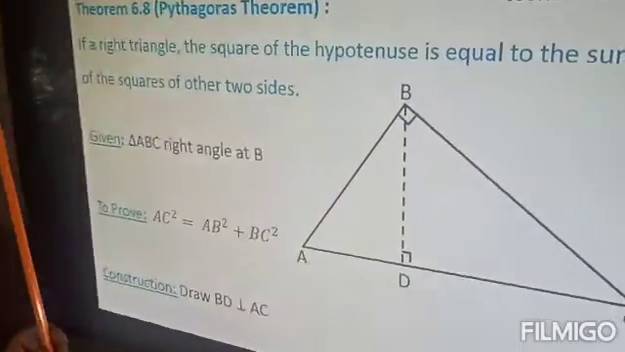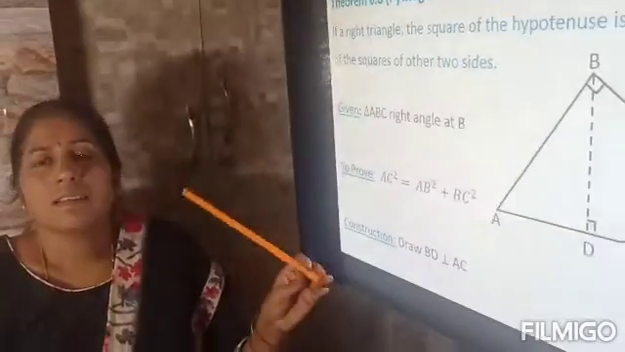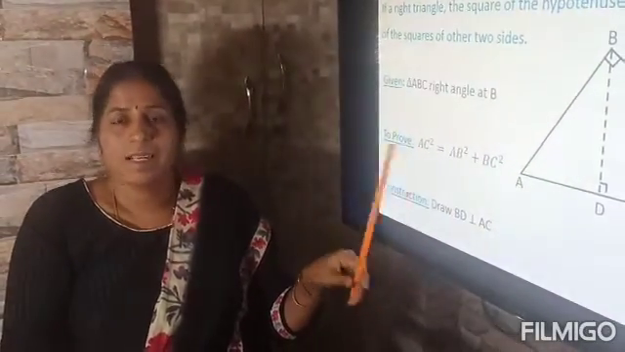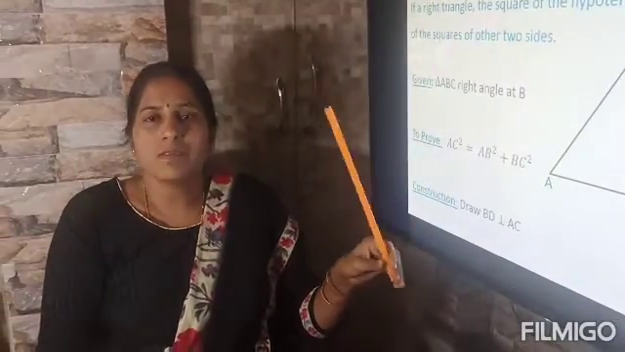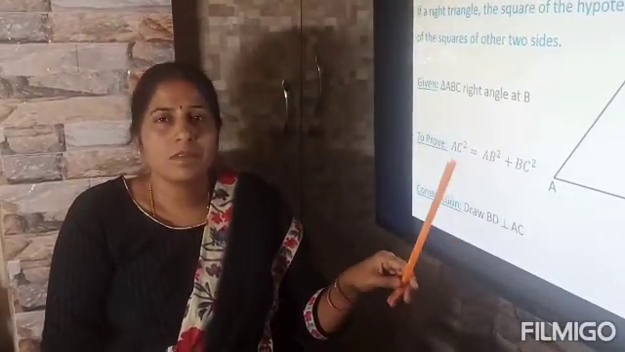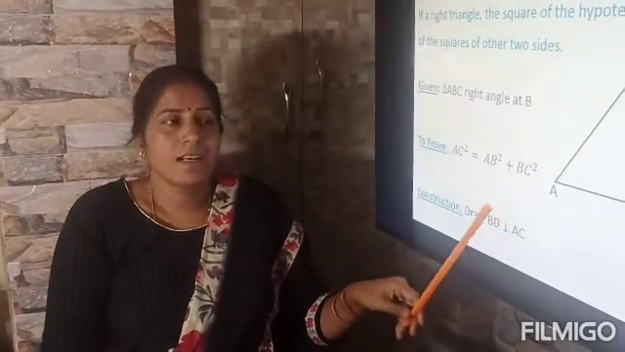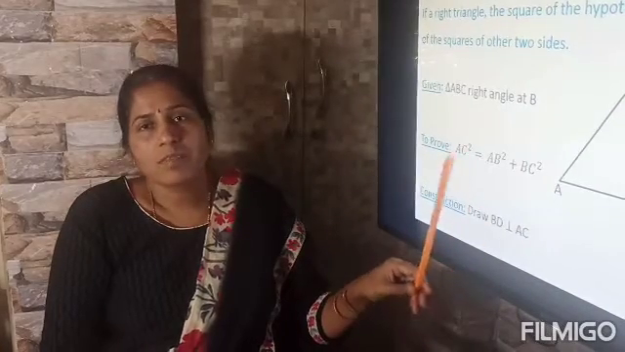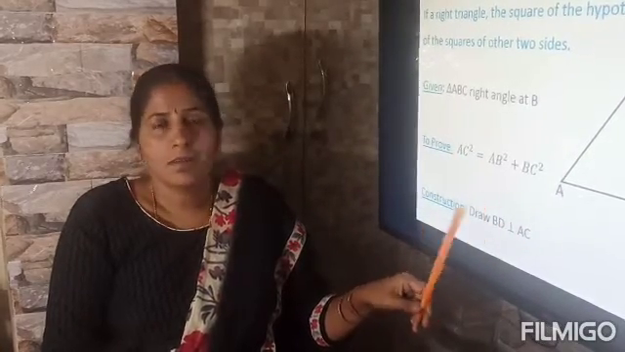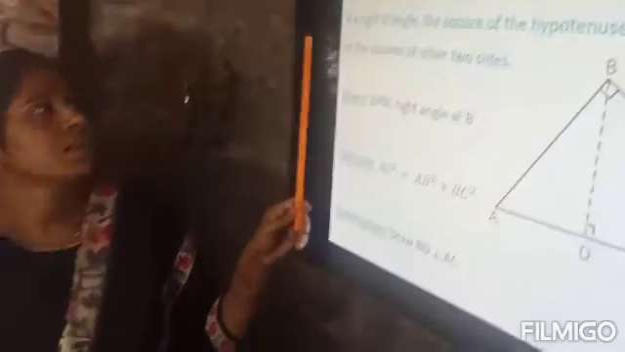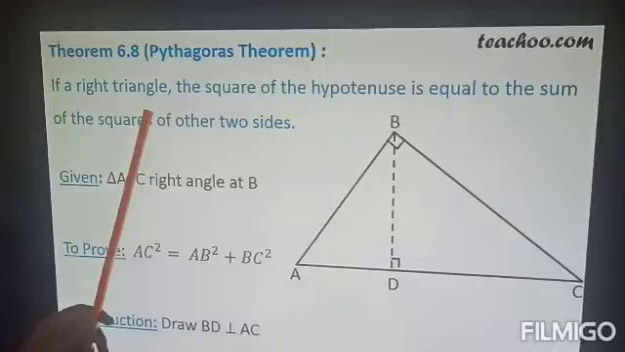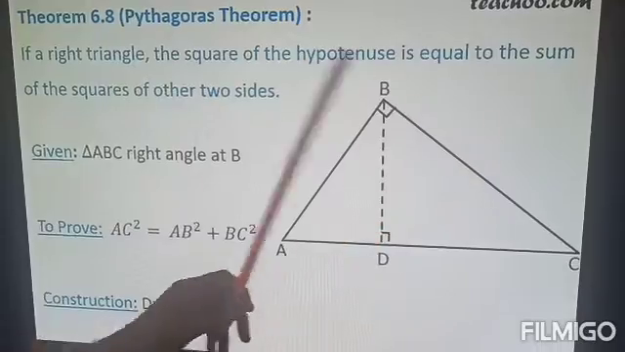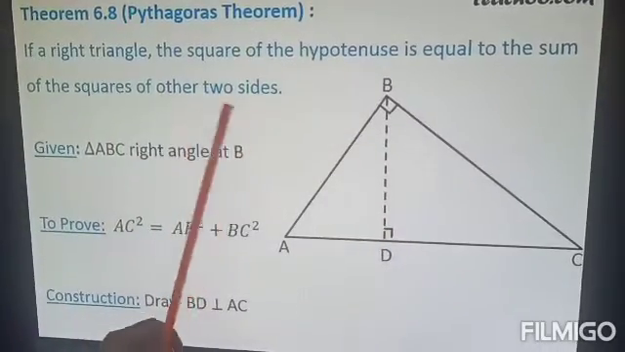In this theorem, what is the definition? In a right angle triangle, the square on the hypotenuse is equal to the sum of the squares of the other two sides. That we have to prove. If a right angle triangle, the square of the hypotenuse is equal to the sum of the squares of the other two sides.